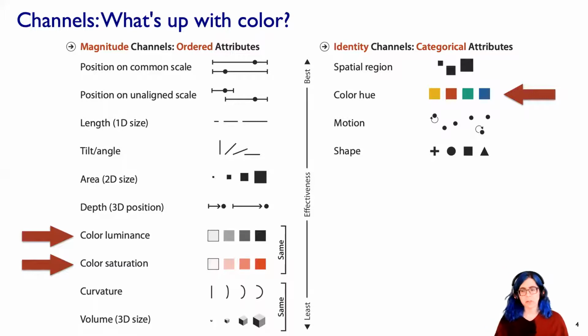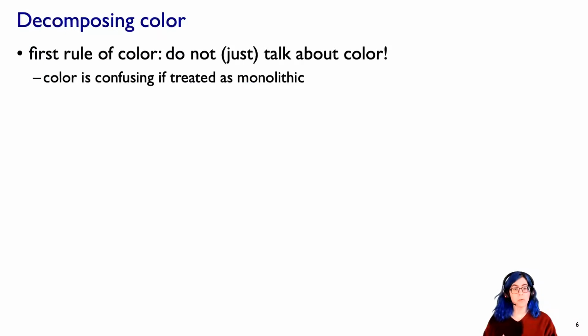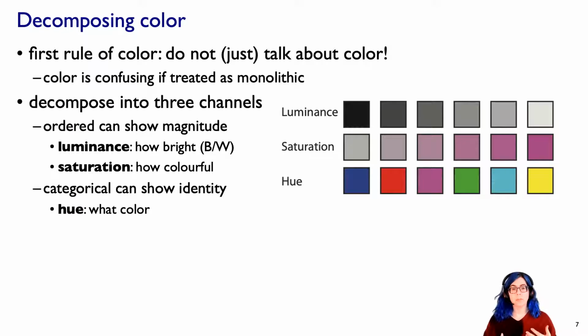When I was talking about marks and channels before, there were these three different things that had color in them. Let's think about that. So we need to decompose color because the first rule of color is don't talk about color. Specifically, don't just talk about color. It's extremely confusing if we treat that as monolithic. What we really need to do is decompose this into three channels that have different characteristics.